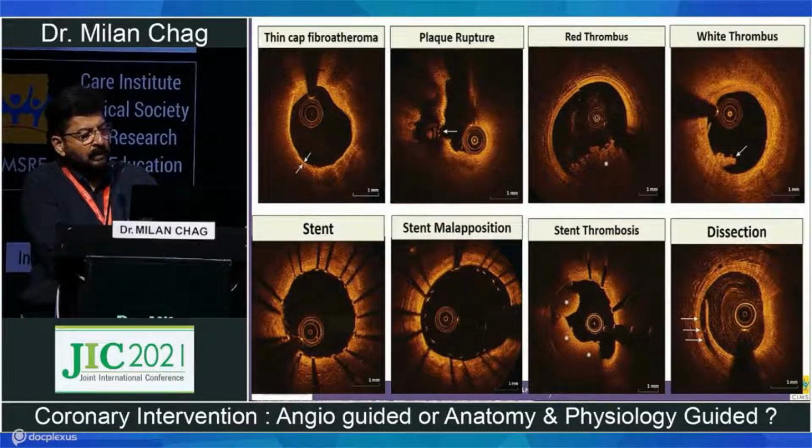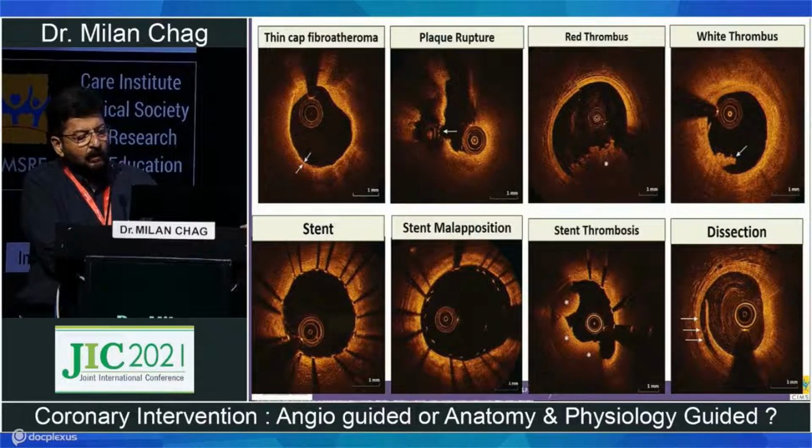Once you put a stent, you can see that the stent margin is fully apposed. If it is a mal-apposed stent, you can see that stent struts are floating in the lumen. You have to go and re-expand the stent. You can see stent thrombosis inside the stent. There is again red thrombus, acute stent thrombosis.